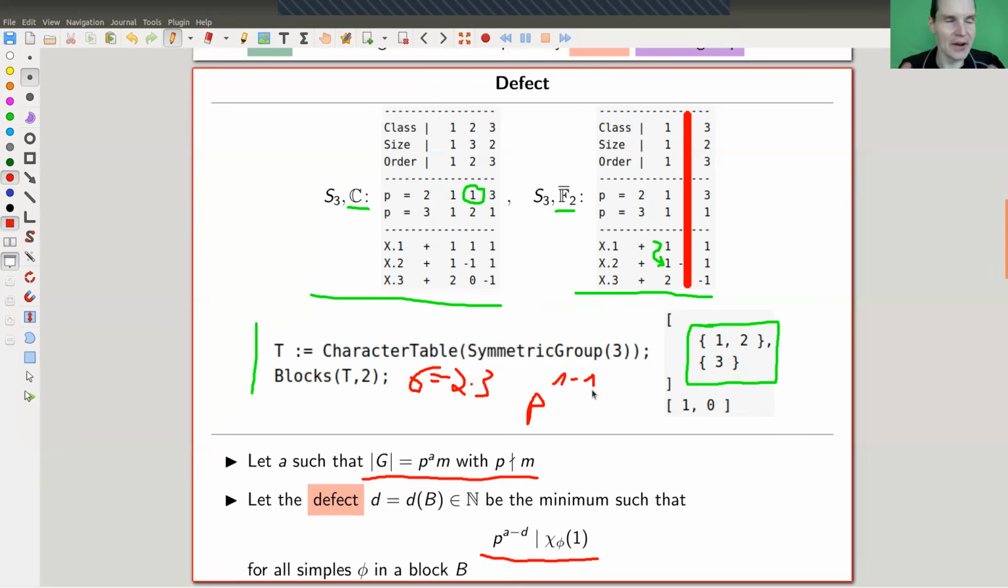So the only confusing part, I'm always confused, is that the defect counts backwards from the biggest power that should divide your dimensions to what actually divides your dimensions. And that kind of measures the complexity in the setup. It's kind of a cool idea in some sense.